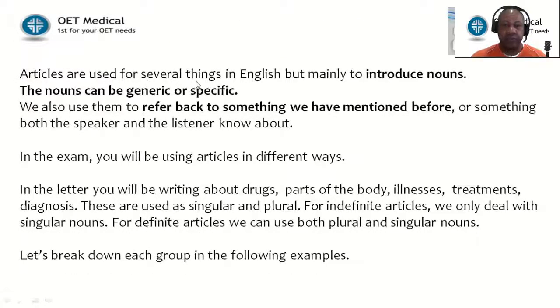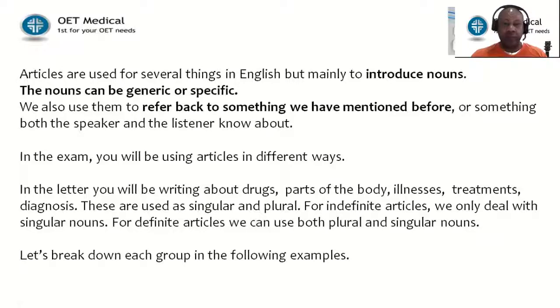Articles are used for several things in English, but mainly to introduce nouns. The nouns can be specific or generic. We also use them to refer back to something we've mentioned before, or talk about something that both the speaker and the listener know about.